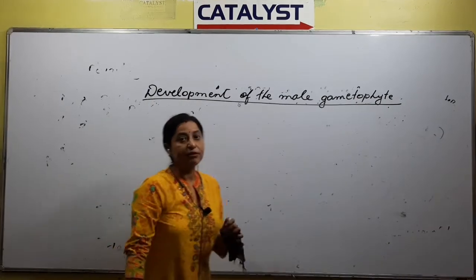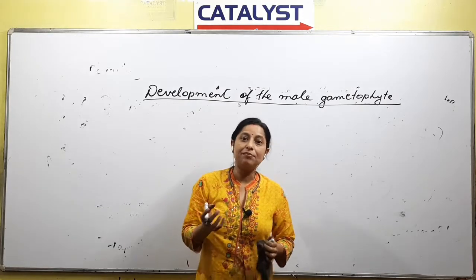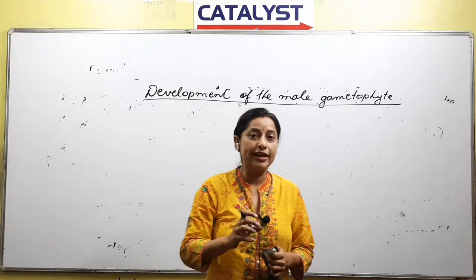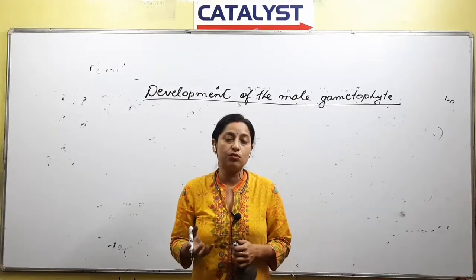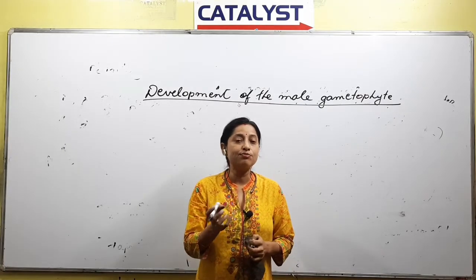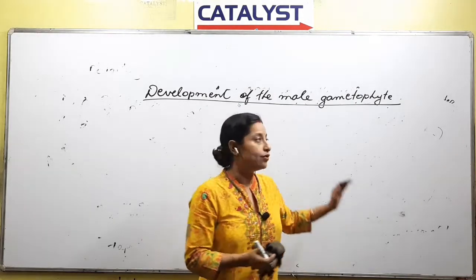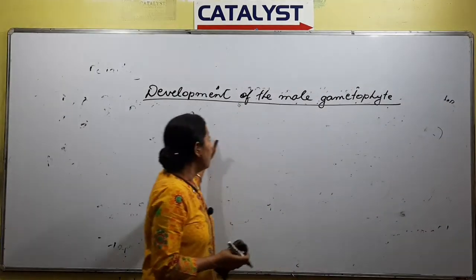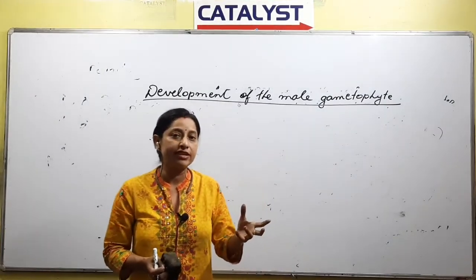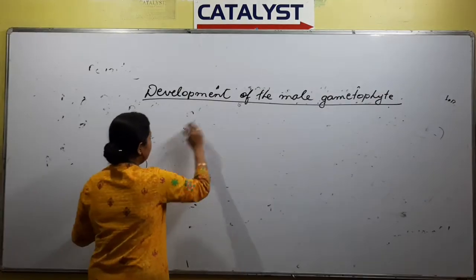So what do we understand by the word male gametophyte? Male gametophyte means, the house of the male gametes is called the male gametophyte. So in short, we are talking about the microspore itself, right? Because we know that inside the microspore the male gametes are present. So how does the microspore develop? This is what we are going to discuss. Now, as far as the development is concerned, all the steps or sequences of the development have been divided into two categories or two steps, right?